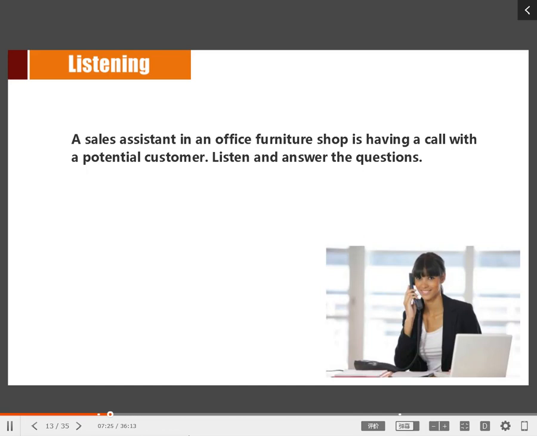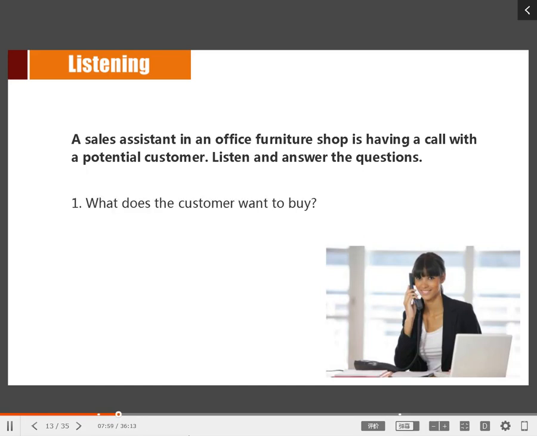Therefore, in today's class, we're going to talk about placing and chasing orders, as well as some business communication skills along with them. Okay, so let's kick off the first part, placing orders. Now, first of all, let's take a look at a scenario. Say a sales assistant in an office furniture shop is having a call with a potential customer. Now here, let's listen to their call and answer the questions.